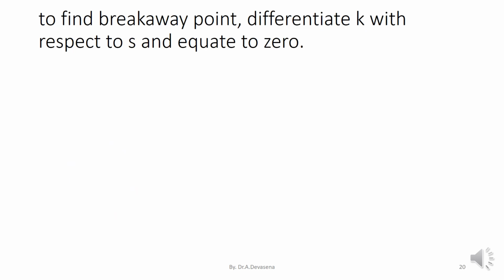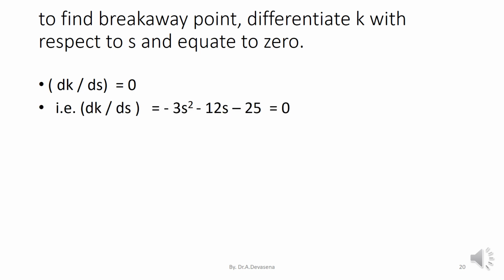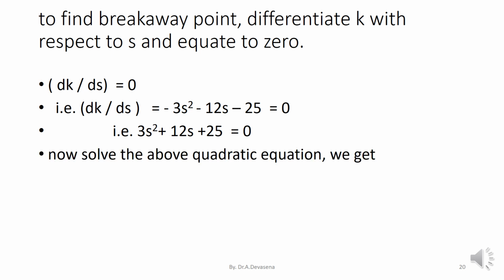To find the breakaway point, we have to differentiate the value of k with respect to s and equate it to 0. That is dk by ds is equal to 0. If you differentiate the k value, we obtain minus 3s square minus 12s minus 25. We have to equate this value to 0. That is 3s square plus 12s plus 25 is equal to 0.